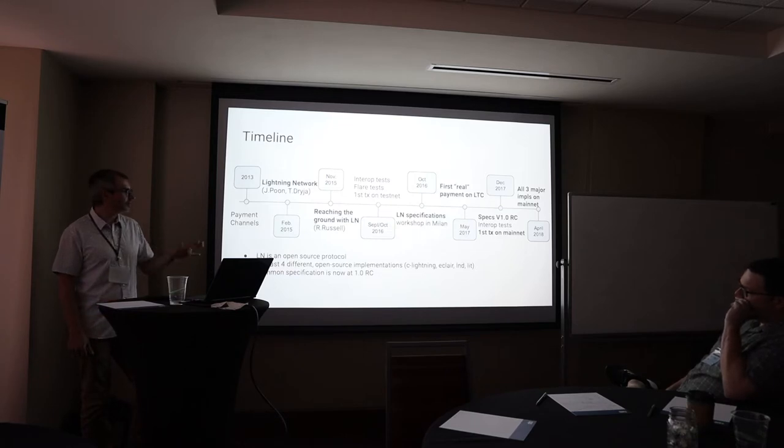Nothing much happens for a few months, and then Rusty Russell, who was not working for Blockstream at the time, published a series of blog posts about this: this is nice, this is what is missing to actually make it implementable, we should do it. And Rusty started the whole actual deployment of Lightning. So he went to work on the first Lightning implementation, C-Lightning, before it was renamed Core Lightning. Then he joined Blockstream, and Christian Decker went to work with him. And we started to work on Lightning at the end of 2015.